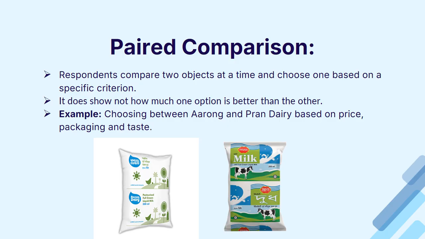So first we have paired comparison. In this technique, people compare two items at a time and pick one based on a specific criterion. This method helps to compare two objects on preference order but doesn't show how much better one is than the other. For example, choosing between Arom and Pran Dairy based on price, packaging, and taste. Imagine being asked which milk tastes better, Arom or Pran. Simple, but it doesn't tell you how much better one is.